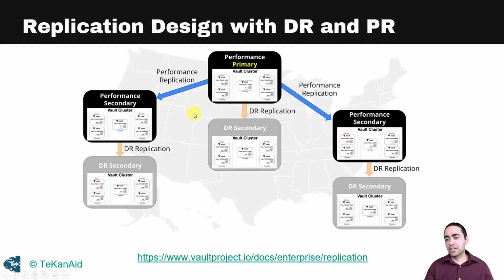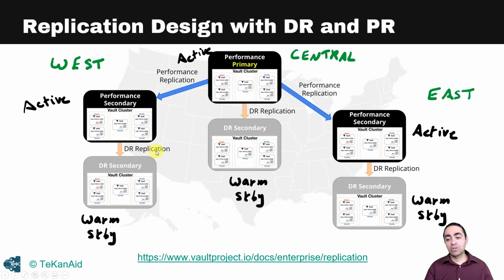In this case, this is kind of a map of the United States. It could be that you have global regions, not just the United States. So what you want to do is put a performance replica cluster in each one of those regions. So if I have a west region, a central region, and an east region, I want to put a performance replica in each one of those regions. I will have a primary performance cluster, and inside that cluster you can see that we have 5 nodes, and we talked about high availability within a region before. And as you can see, I have performance replication across the regions, and then I have also disaster recovery clusters in each one of those regions as well.